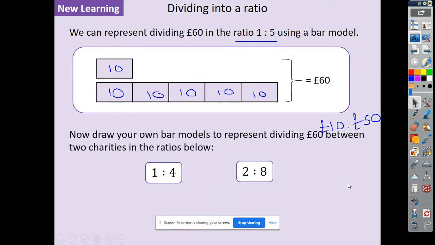Now, what I'd like you to do is pause the video and see if you can draw the bar models for these 2 ratios below. And then once you've done that, come back and we can go through it. If you feel really happy with these, you might want to have a go at these. So we're again dividing £60 into these 2 ratios. So pause the video, have a go, come back, and then we can have a look and see how you got on.